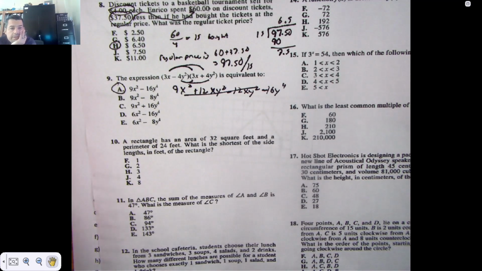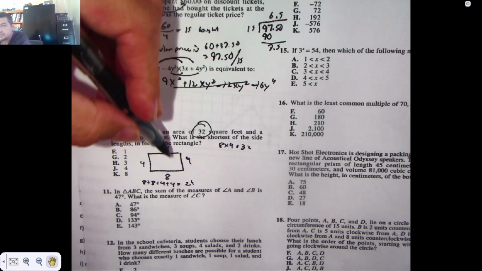Let's see, a rectangle has an area of 32 square feet and a perimeter of 24 feet. What is the shortest side? What is the shortest of the side lengths in feet of the rectangle? Well, what they're asking you to do is to find dimensions of a rectangle such that things make sense.